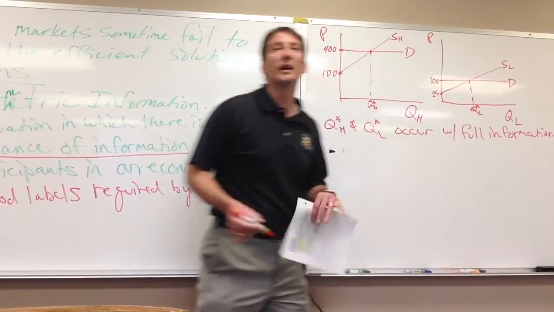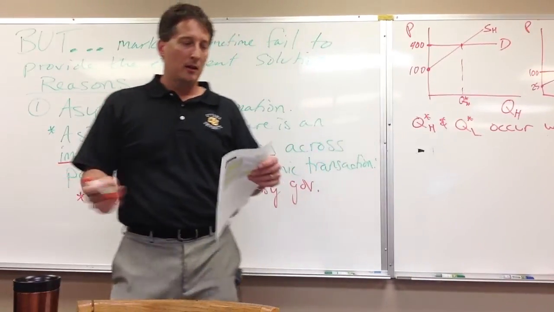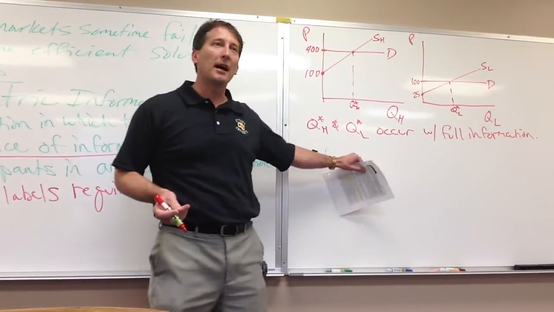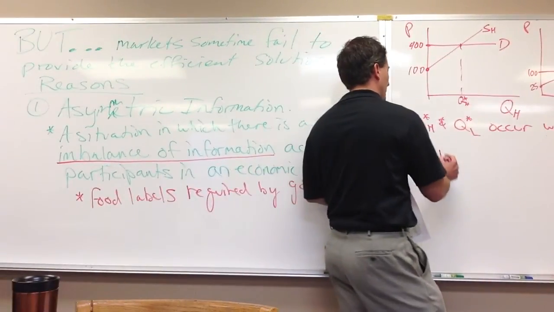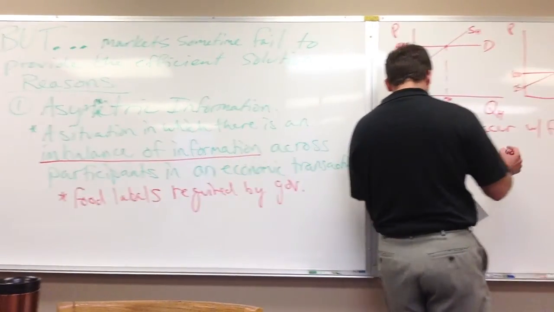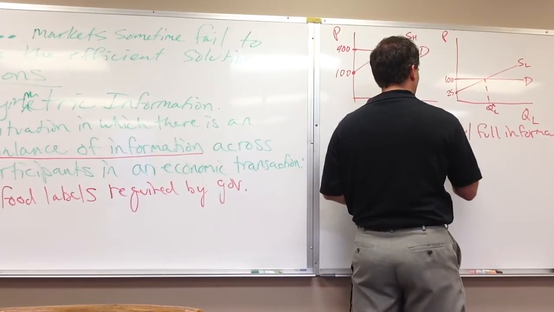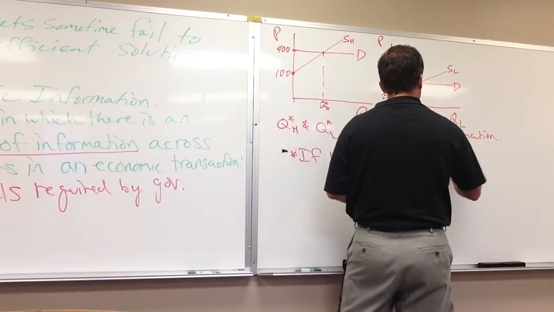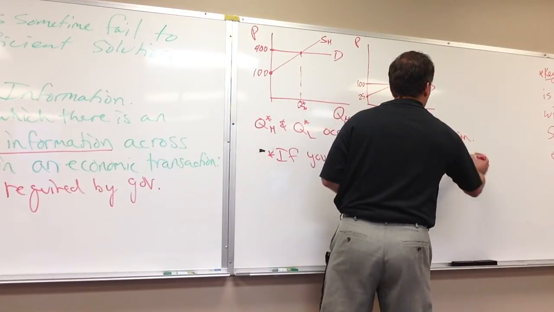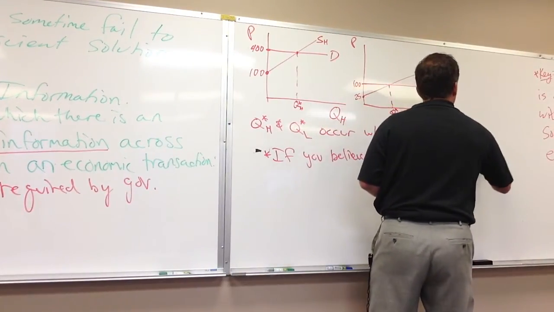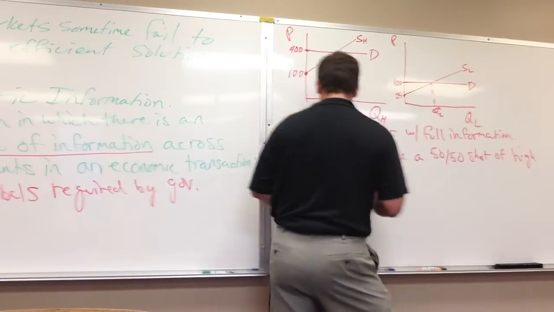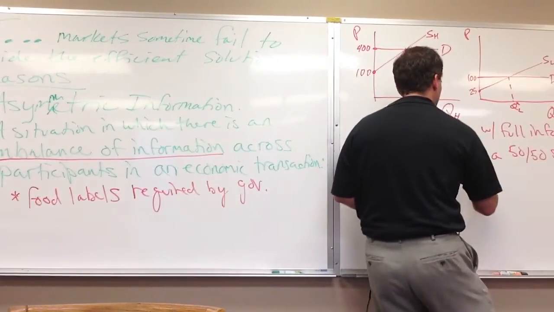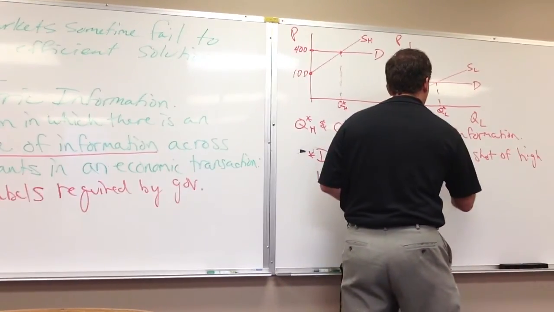which brings us to our problem. We don't know what we're getting. Buyers believe we got a 50-50 shot, is what we got. So if you believe, for whatever reason, a 50-50 shot of high, what is the most you'll pay?